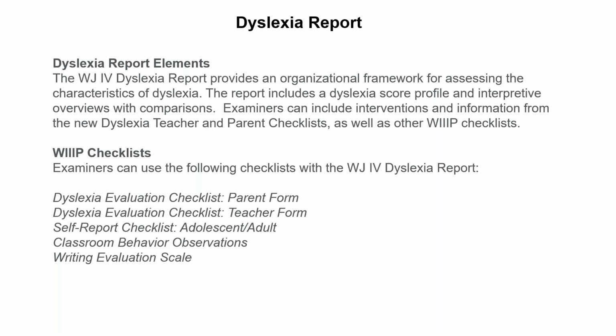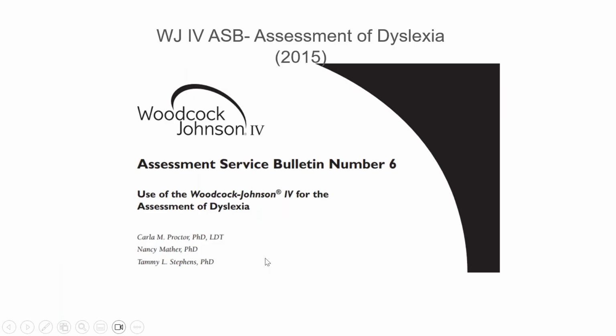So there's a dyslexia evaluation checklist for parent, teacher. There's a self-report checklist for the adolescent and adult. You can utilize the classroom behavior observations, and then also the writing evaluation. So we know that oftentimes there's comorbidity there with the reading difficulty and writing. So you can incorporate those into your report.